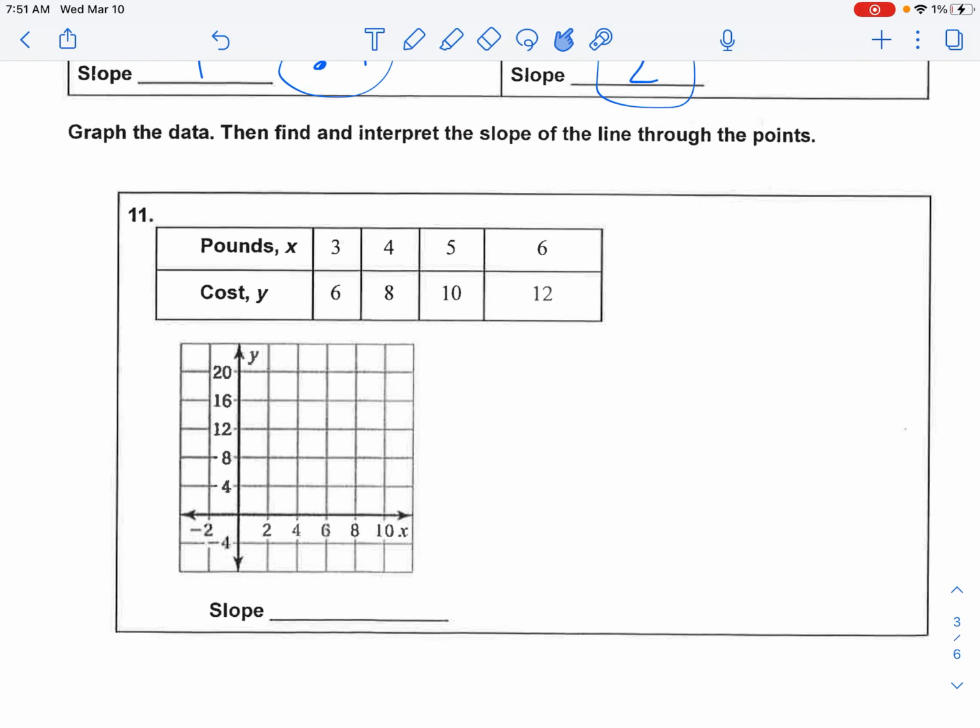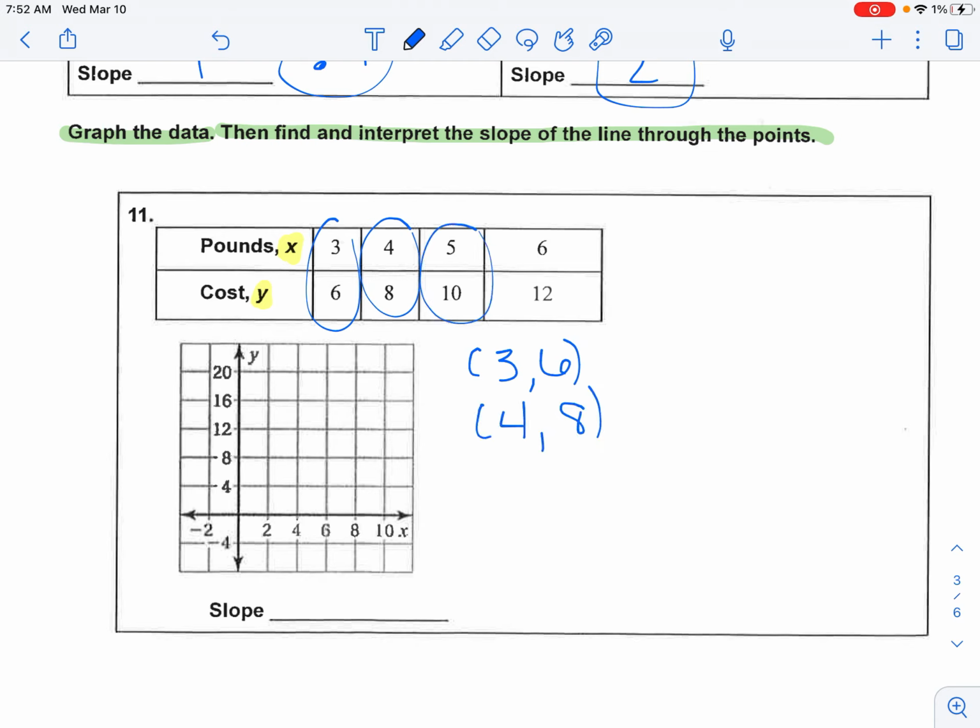Now we've got a few directions here. It says graph the data, then find and interpret the slope of the line through the points. Okay, so I'm just going to focus on one thing at a time. Graph the data. Before I graph it, I see that this says x and this says y. So I know that my first point is going to be at 3, 6. My second point is going to be at 4, 8. My third point will be at 5, 10. And my fourth point will be at 6, 12.